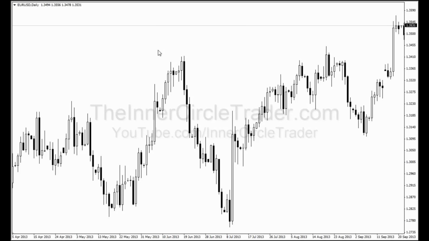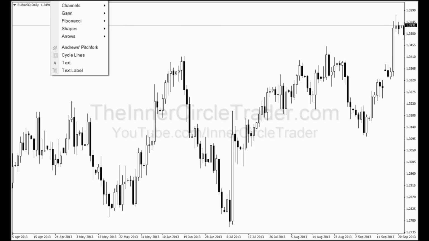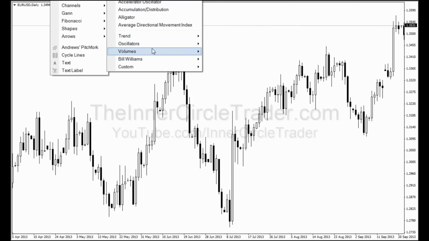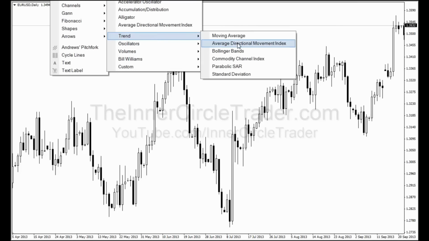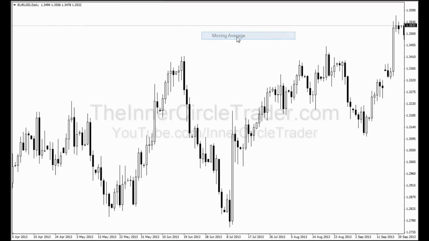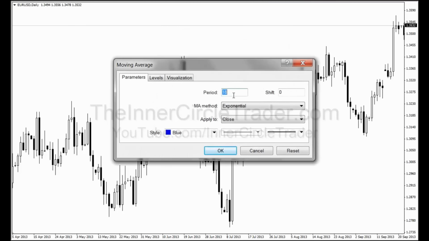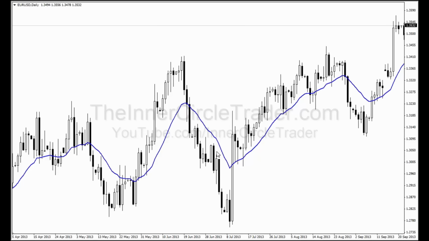All right, so again, with the daily chart, using the MT4 platform, you just go up to Insert, you go to Indicators, you're going to go down to Trend, you're going to go to Moving Average. And you're going to be using the 18 period moving average. It doesn't matter really what colors you use. We're just going to go with this.